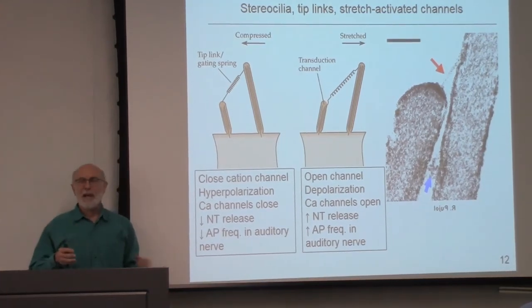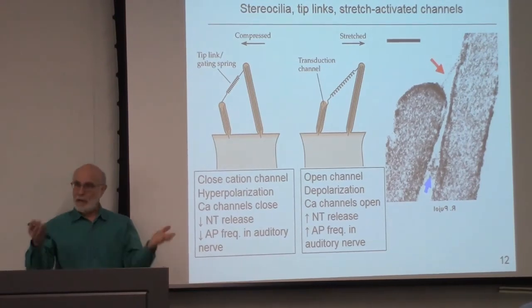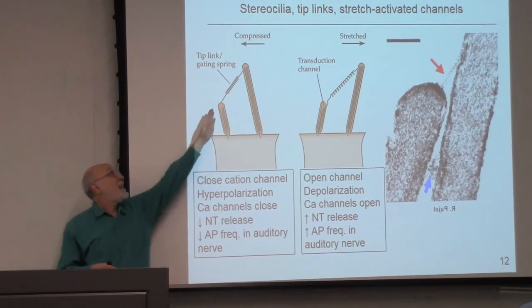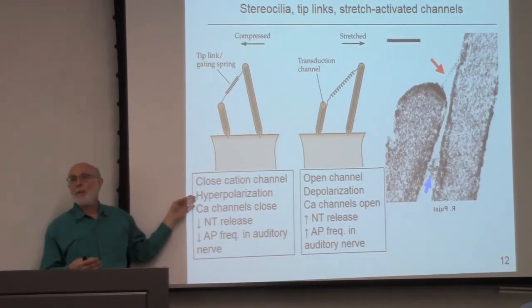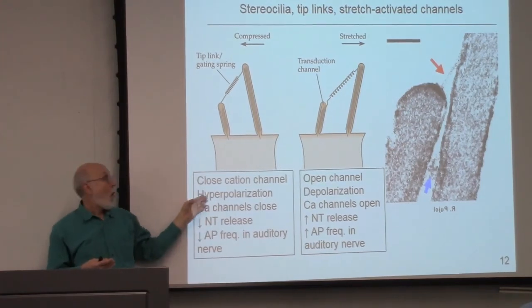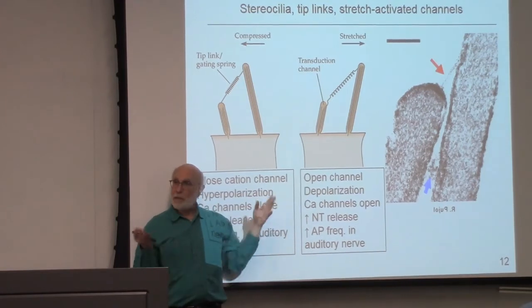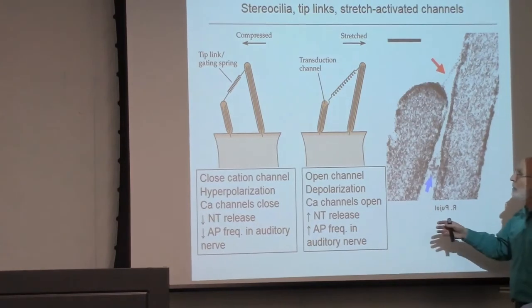I don't want you to learn the name. The name isn't helpful, so I'm not going to make you learn it. Closing a cation channel allows the cell to hyperpolarize. Opening a cation channel allows the cell to depolarize, just like you've already learned. So we're using some of the key principles that you've learned.